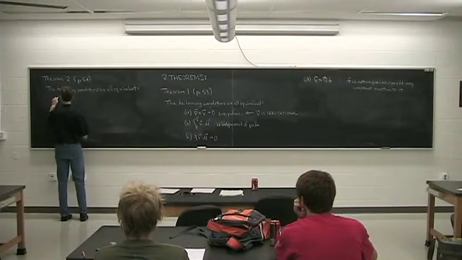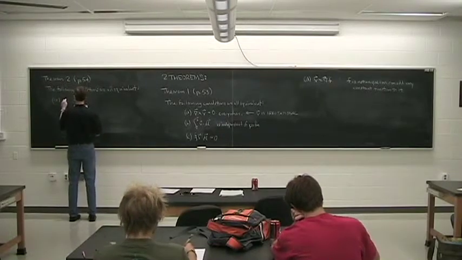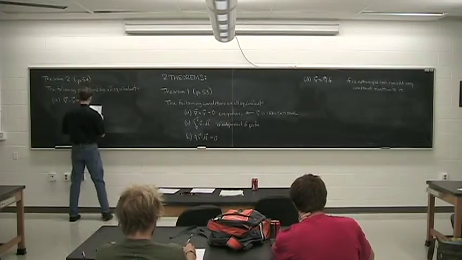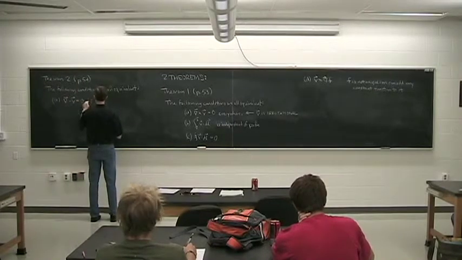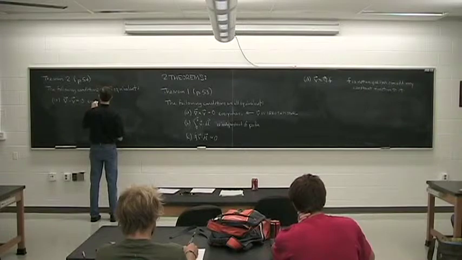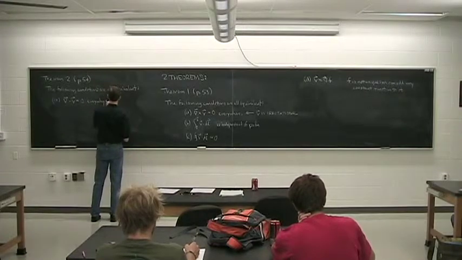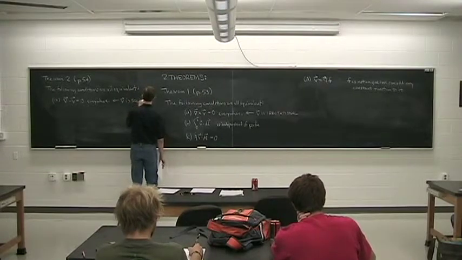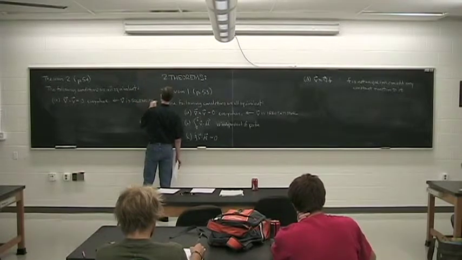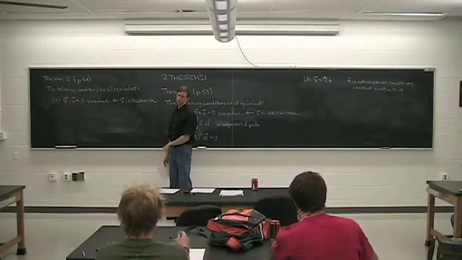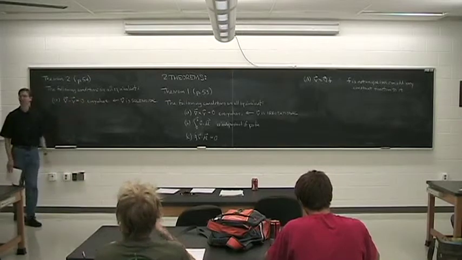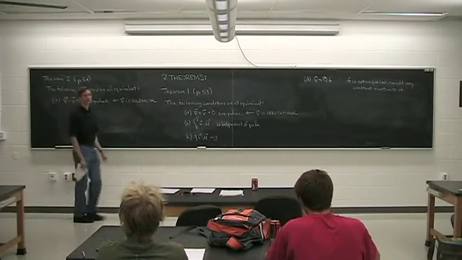So, A, the divergence of B is equal to 0 everywhere. In that case, we say B is solenoidal. The word of the day is solenoidal. Why would we say solenoidal for that? What's a solenoid?